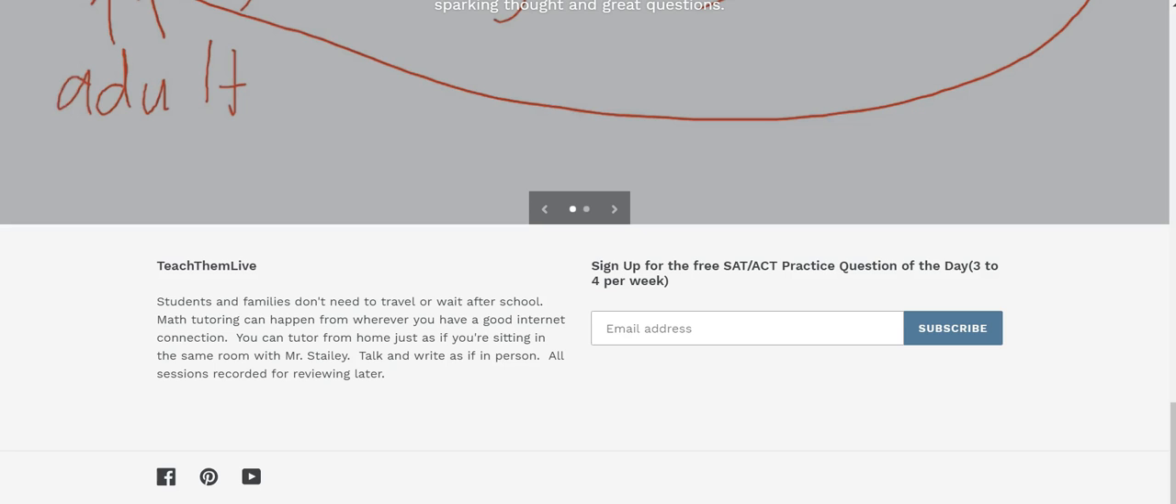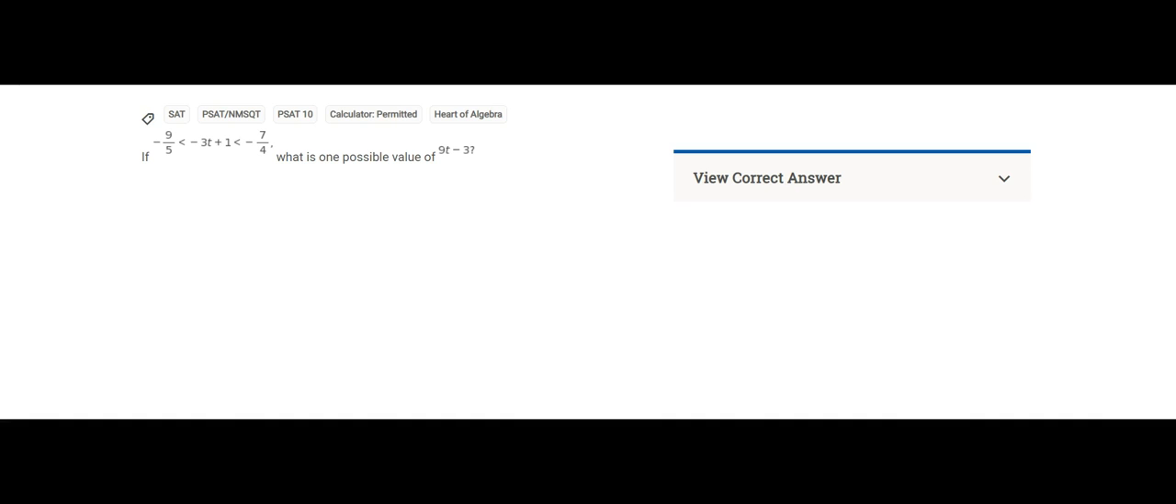So let's get to our first question, our question of the day. This is a calculator permitted question. A lot of you want to solve for t, and I'm going to show you that this is not going to be the best way to do this question. Let me get my writing tool on here. So we're starting off with -9/5 less than -3t plus 1, and it's less than -7/4.